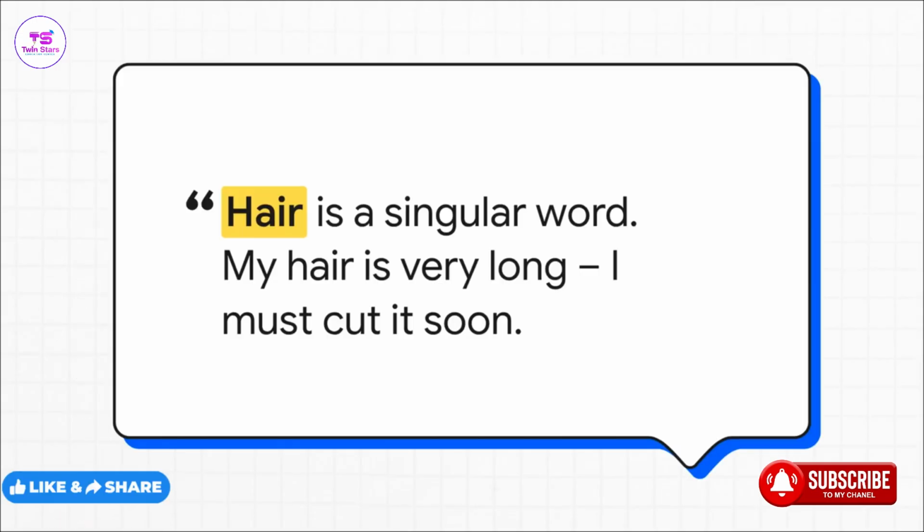Now, a crucial point here is how we talk about what's growing on top of our heads. A very common trap learners fall into is making this plural. In English, we treat hair as an uncountable singular concept when we're talking about the whole head of hair. You'd never say, my hairs are dirty. No way. It is always singular. My hair is very long, or my hair is dirty. You just treat it as one big collective unit.